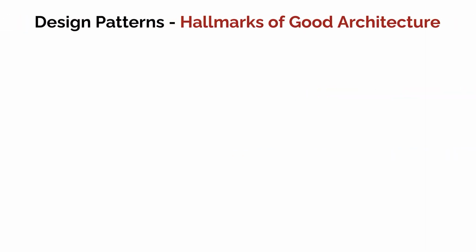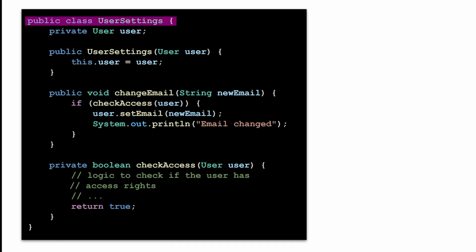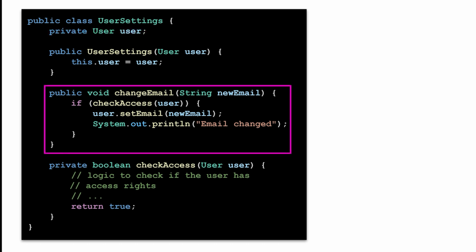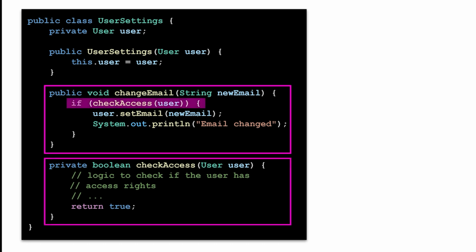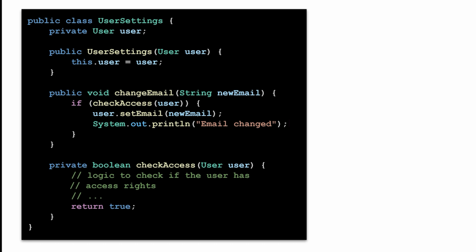code examples. Here we have a very simple class, UserSettings, that violates the SRP but seems reasonable at first glance. It is a simple class that aggregates a user, and then when a user wants to change their settings, like an email for example, it has the logic implementation to see if the user has the access rights to do that. So this seems pretty innocent, but this class does violate the SRP.